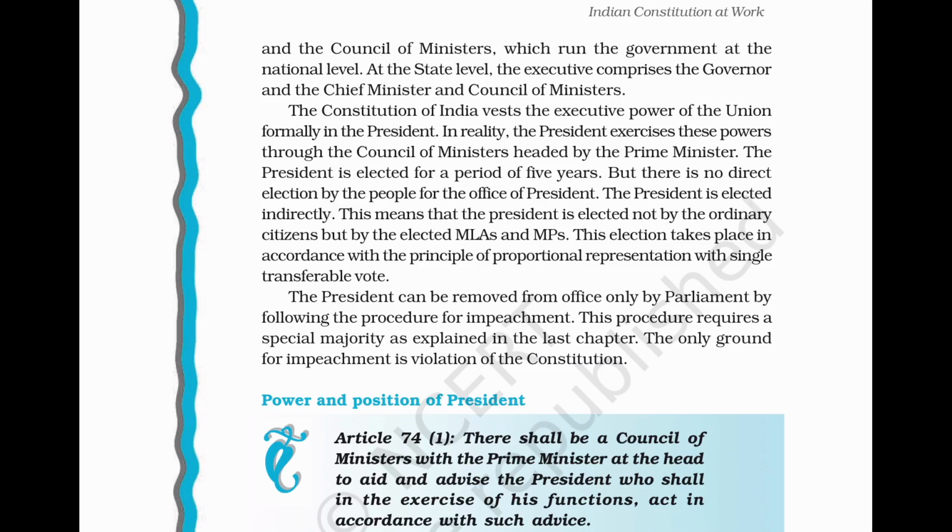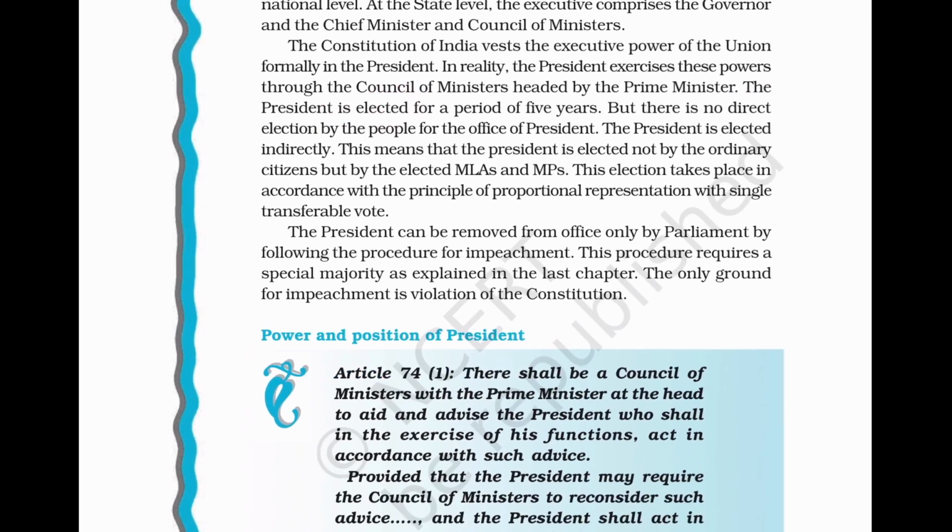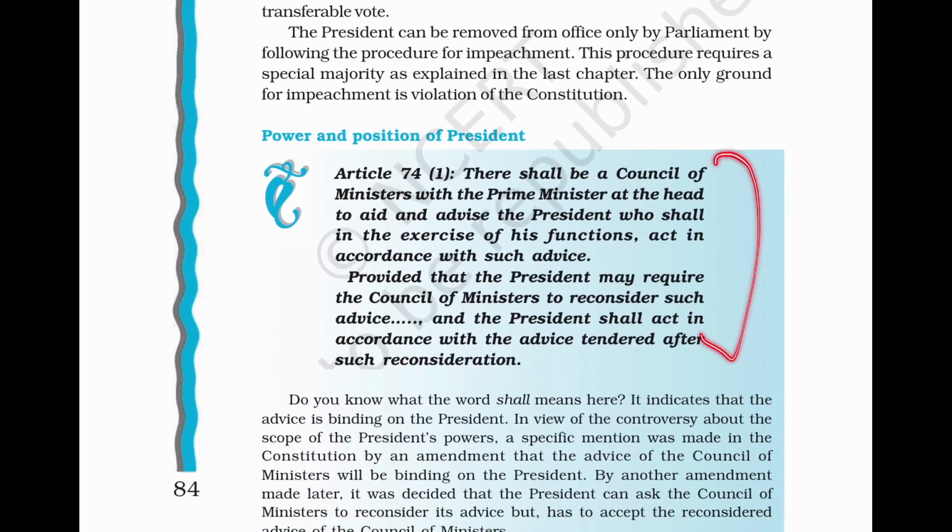Also the constitution vests the executive power formally in the president. ठीक है? Why do we say only formally or nominally? Because in reality the president can exercise these powers only with the help of council of ministers. ठीक है, there is a provision in the constitution, you can see here, article 74 clause 1 says that there shall be a council of ministers with the prime minister at the head to aid and advise the president, ठीक है, and he will have to act in accordance with the advice.